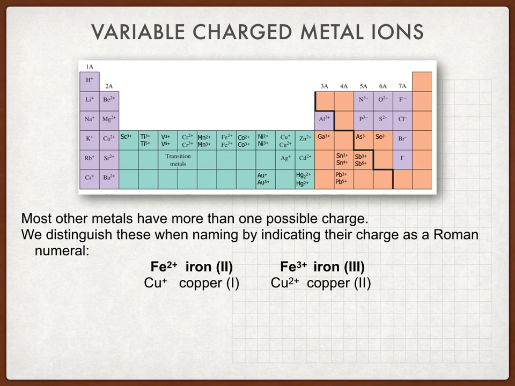Copper's the same way. Okay, copper 1 and then copper 2. Lead 2 and lead 4, tin 2 and tin 4. Okay. I have iron and lead highlighted because those are the two variable charge metals that I'm going to want you guys to commit to memory. You're going to need to know that iron can either be a +2 or a +3. You're also going to need to know that lead is a +2 or a +4.